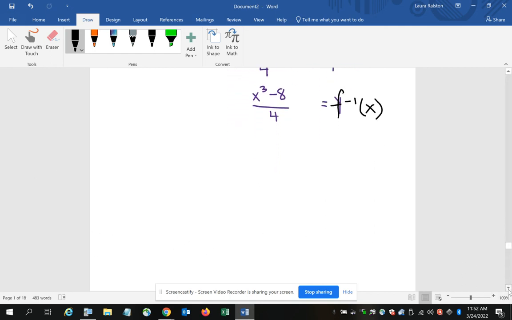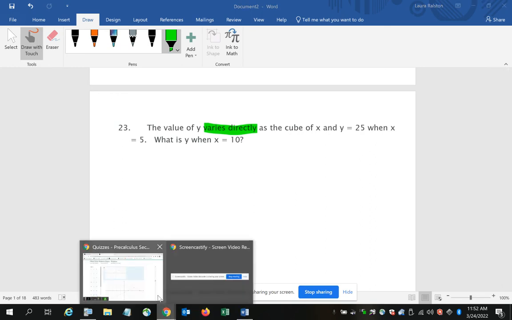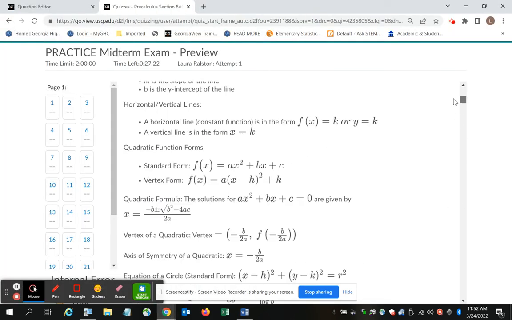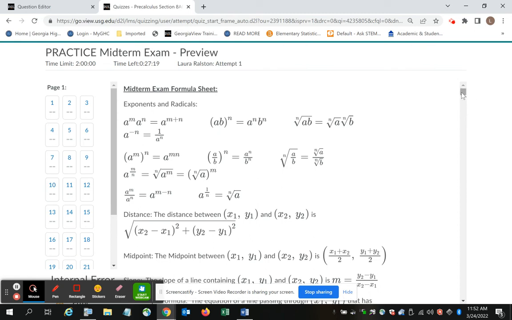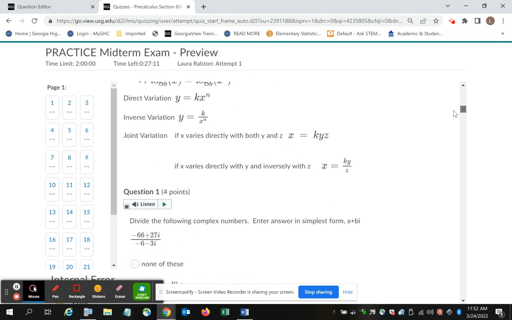Okay, we're almost done. 23 says the value of y varies directly as the cube of x. So here again you need to read carefully. It says varies directly. Now, if you have forgotten your formulas, if you go back to the beginning of the midterm practice exam, it's also on the real exam, and you have the formulas for direct variation, inverse variation, and joint variation.